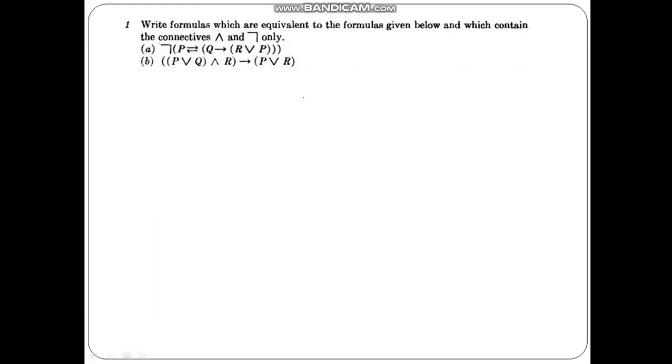So let us try to solve this. The first one is not of (P biconditional Q implies R or P). Here what I want is every symbol should be in terms of conjunction and negation only. So let us solve the first one.